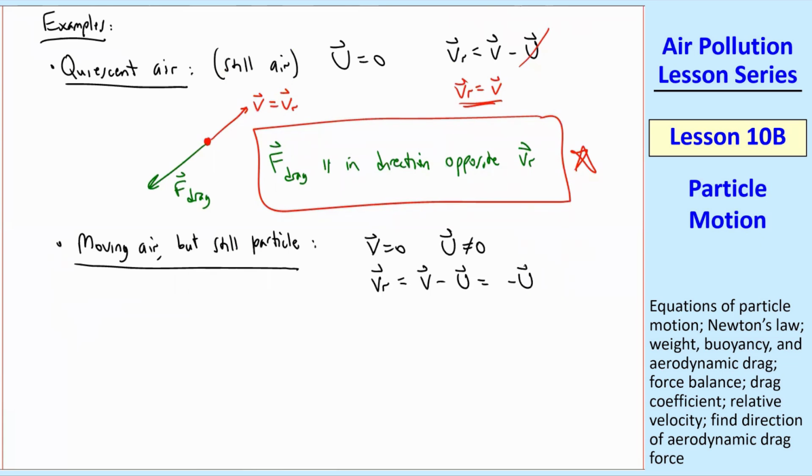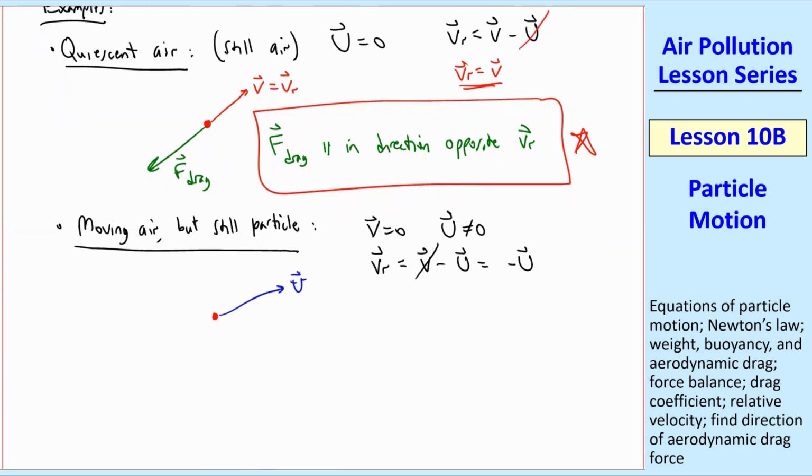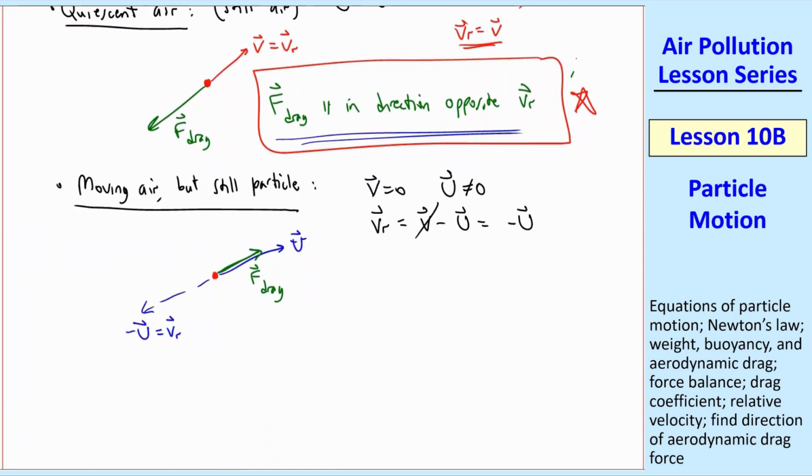So VR is v minus u. The v is 0, so it's equal to minus u. There's our particle. We have some air velocity in some direction. We can draw the negative of that vectorially, just the opposite way, same magnitude, opposite direction. And then we're saying that F drag is in the direction opposite of VR. This is VR, since VR is negative u. So the drag is in the opposite direction of VR, which here is the same direction as u. That also makes sense physically. If the particle's just sitting there and we have air blowing on it, the drag will be in the direction of the air, the same direction as u. So the above statement still holds. F drag is in the direction opposite of VR.